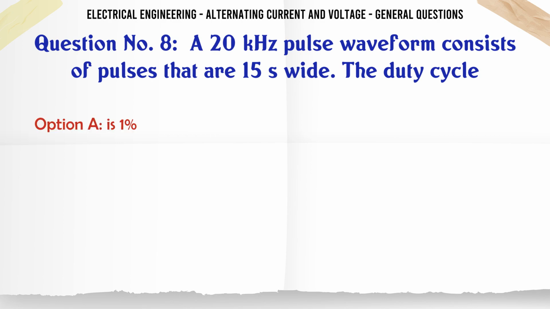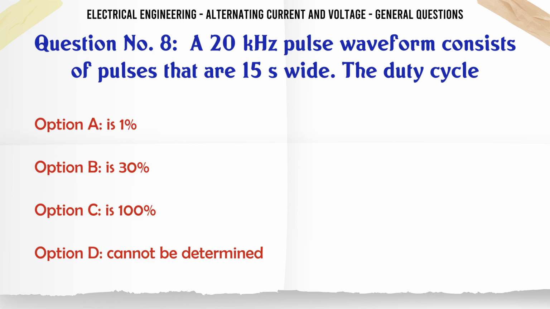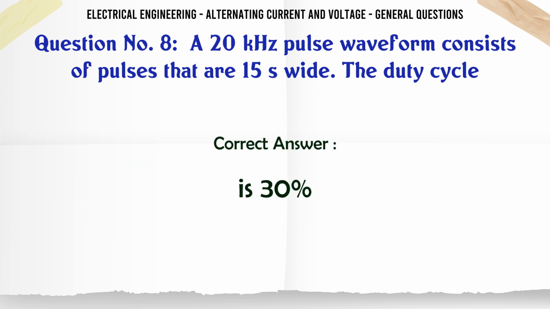A 20 kHz pulse waveform consists of pulses that are 15 s wide. The duty cycle is A, 1, B, 30, C, 100, D, cannot be determined. The correct answer is 30.